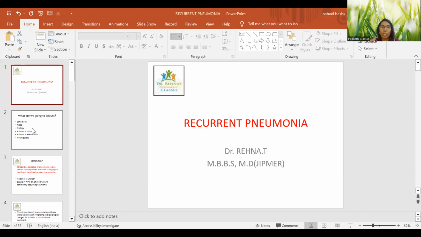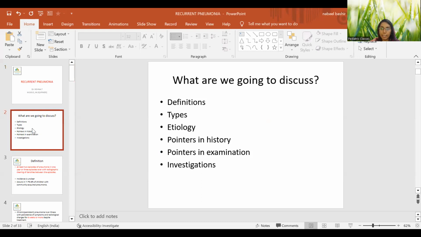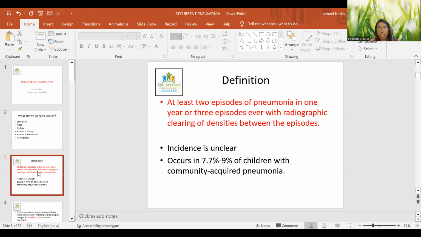So, what are we actually going to discuss in this session? We will be discussing the definition of recurrent pneumonia, what are the types, what is the etiology, what are the pointers we get in history and examination, and what are the investigations. So what exactly is recurrent pneumonia?